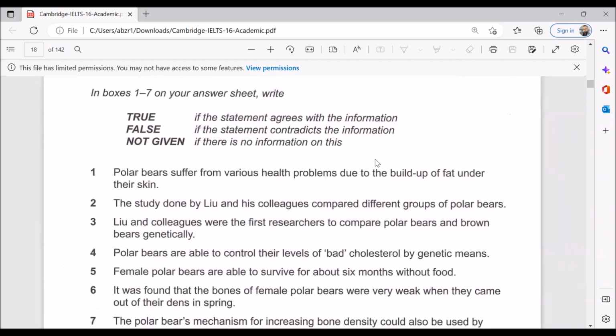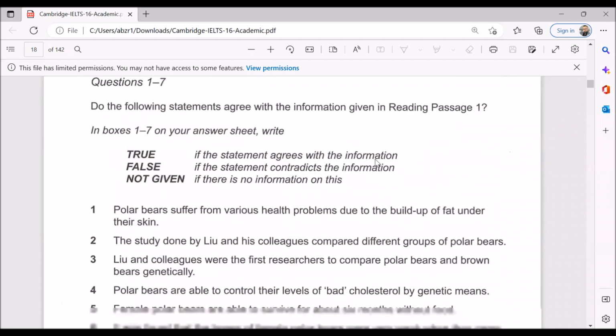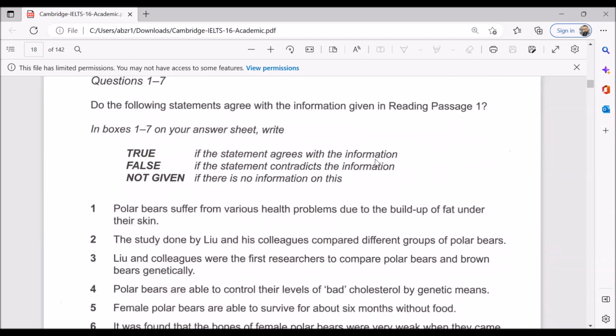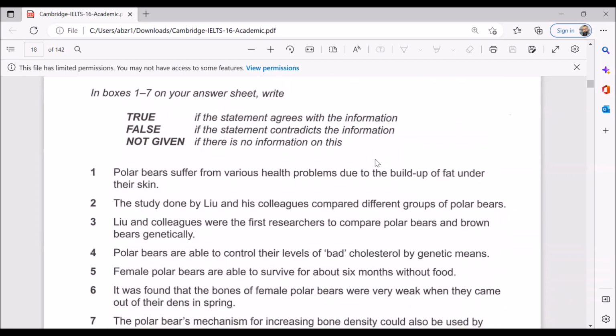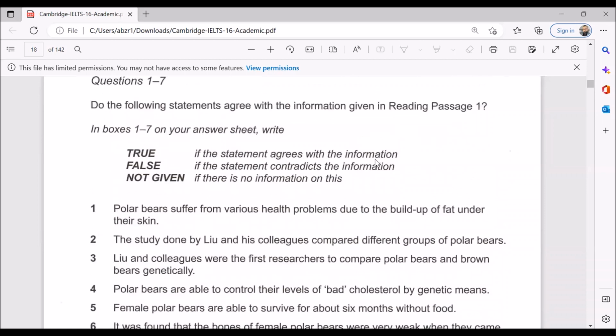Now, if we start with the first one, the true, false, and not given questions are here. There are a few things that you need to understand related to this category of question. There could be two possibilities. Either you get a yes, no, or not given question, or a true, false, and not given question. These true, false, and not given questions are related to factual statements. They will give you some facts, and you have to answer: is that fact true, is it false, or is it not given? This information could be true, could be false, but not given in the passage.